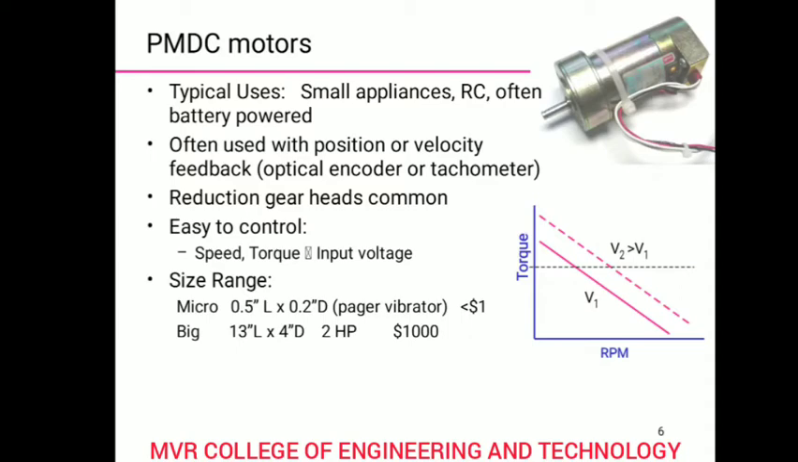These reduction gear heads are common, and it is very easy to control the speed, torque and input voltage. By using these sensors you can control your speed, torque and the input voltage. You can see the size range is 0.5 L into 0.2 D, and the big one is 13 L into 4 D, where D is diameter and L is length, for 2 HP motors. You can see the constant is very linear, you get the voltage V1 and V2. Speed torque characteristics of the PMDC motor.